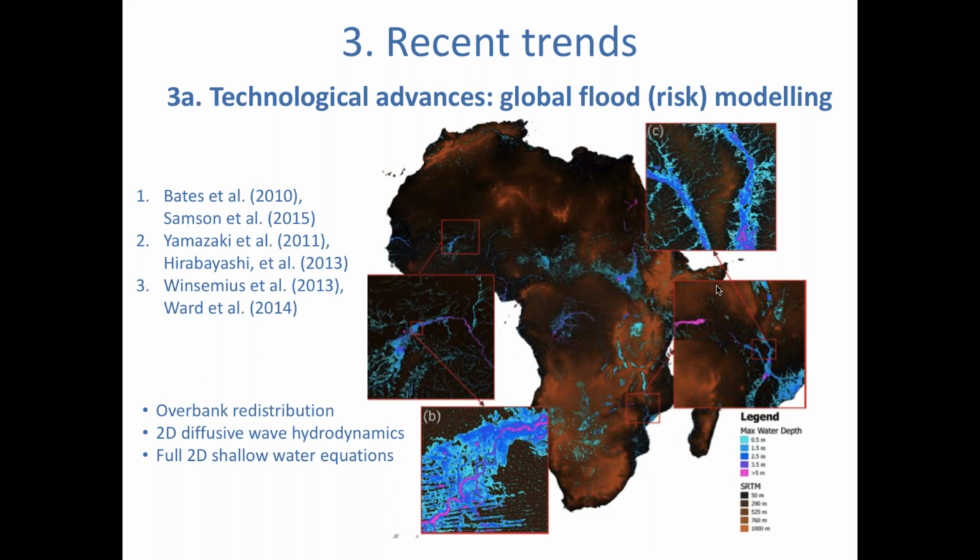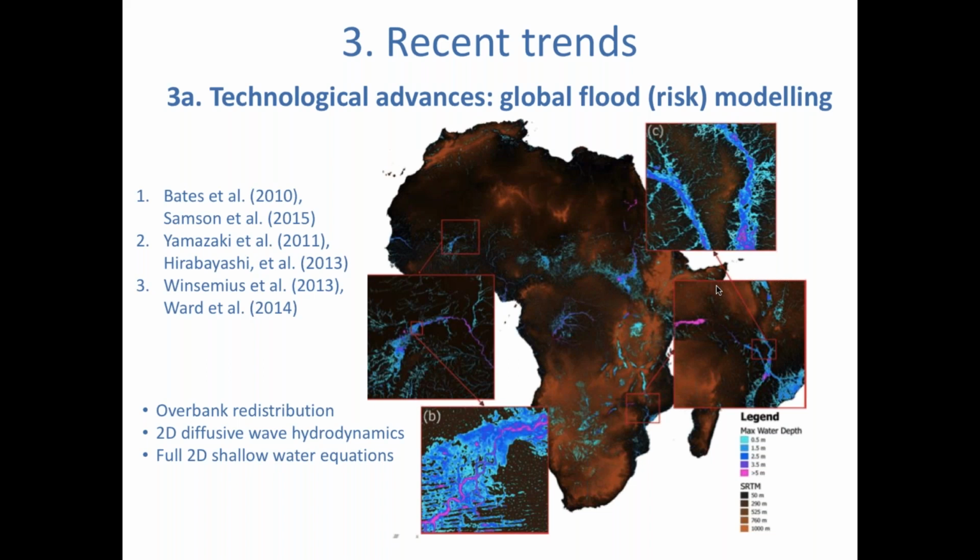Starting with the technological advances, this is a very nice map by the group of Paul Bates, where they simulate, using diffusive wave hydrodynamics, the inundation extent of a certain return period over Africa. And there are actually three groups working on that right now.